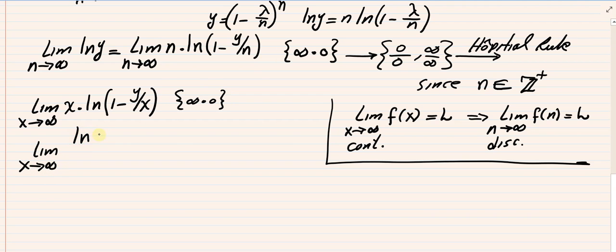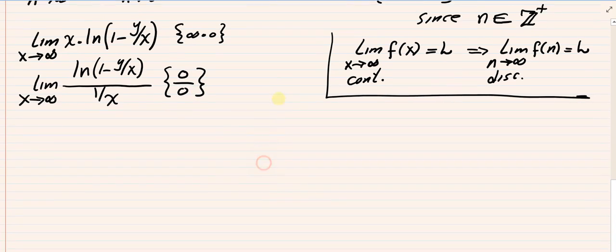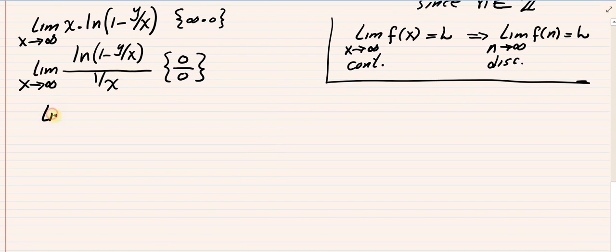I'm going to write it as the natural log of 1 minus y over x divided by 1 over x. By doing so, I have changed from one indeterminate form to another: the indeterminate form is now 0 over 0. And now I can use L'Hôpital's rule, taking the derivative of the numerator and the derivative of the denominator. The derivative of the denominator is simply negative 1 over x squared, right? So that's what that's going to be.